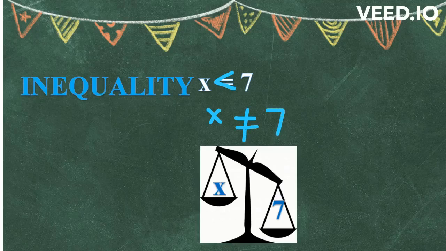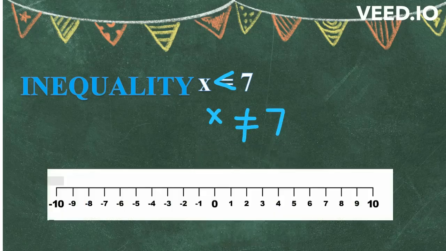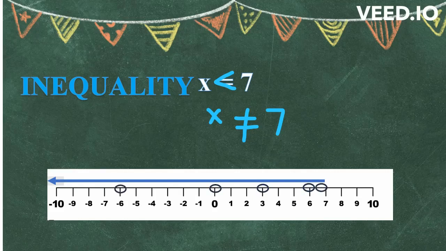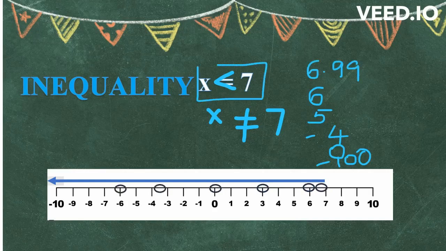X is lesser than 7, which means x can hold any value less than 7. It can be 6, 3, 0, minus 6. It can hold any of these values. It can be 6.996, minus 5, 4, 0, or it can be minus 100, anything less than 7.